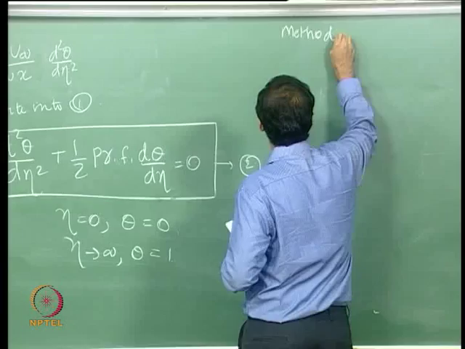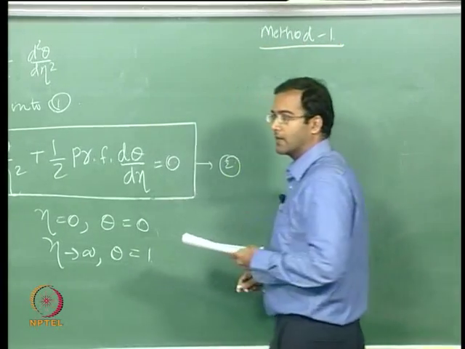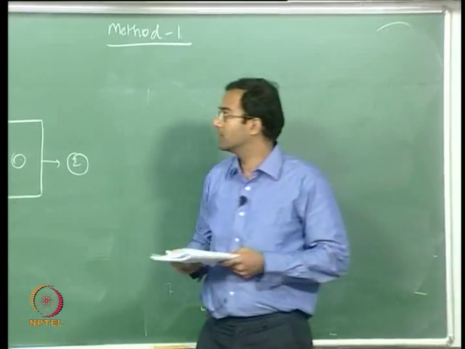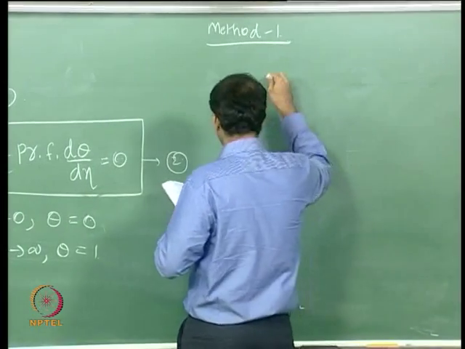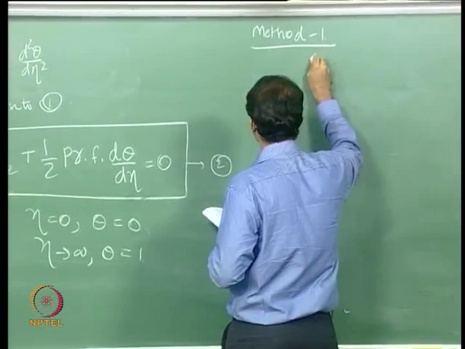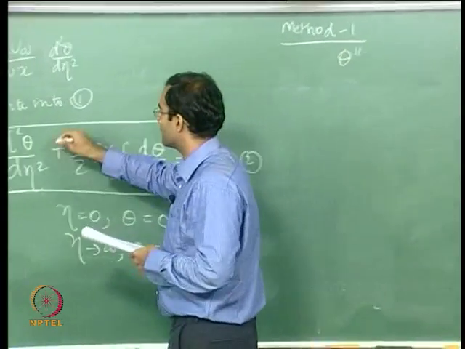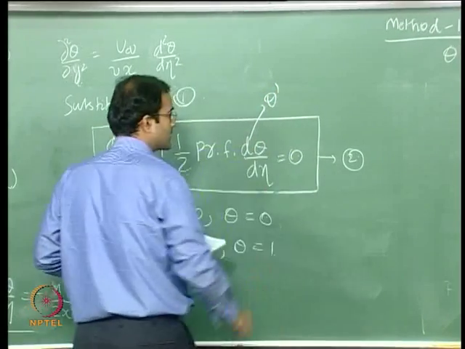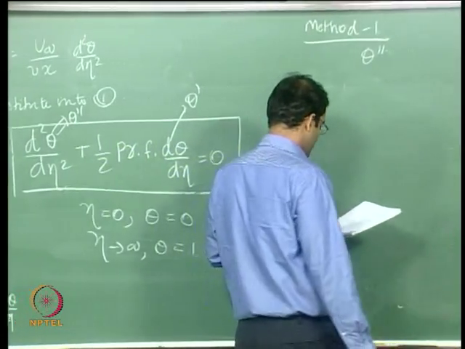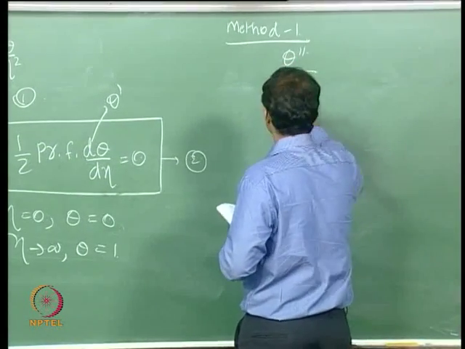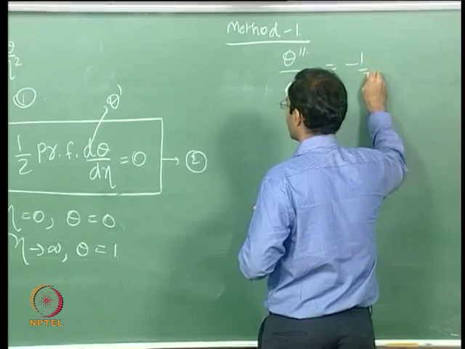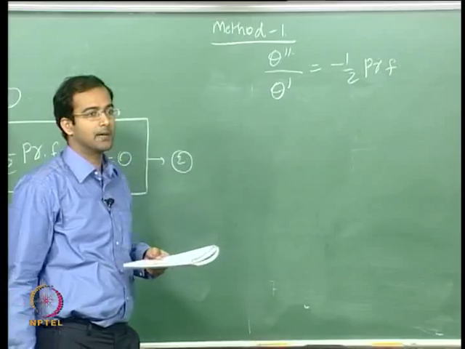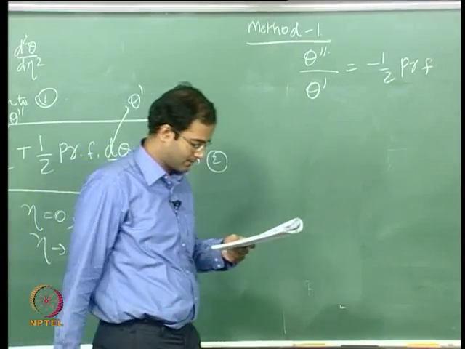Although it looks like an analytical method, finally we end up with an expression which has to be done numerically. Okay. So I can write this in my convention which I am more familiar with. I am writing as theta double prime and this is theta prime, just like I used f double prime and f prime. So this is theta double prime by theta prime should be equal to minus half Pr into f. Okay, I am just rewriting the similarity equation.